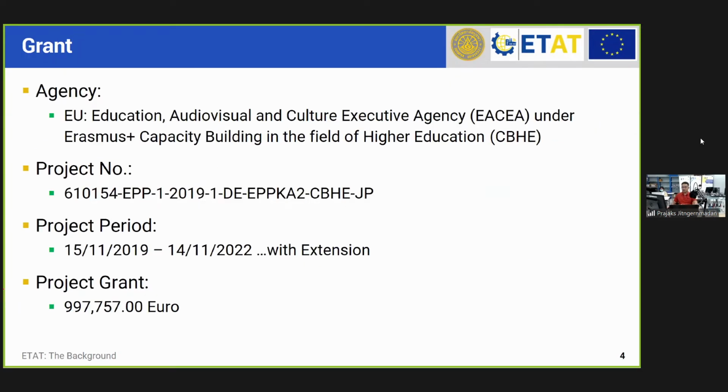Well, about the grant: it is funded by the EU Commission under the Erasmus Plus Capacity Building in Higher Education program, with this project number, and the period is from November 2019 until November 2022. But because of the COVID situation, we will submit for the extension of the project, right? And the project grant is about 1 million euros.